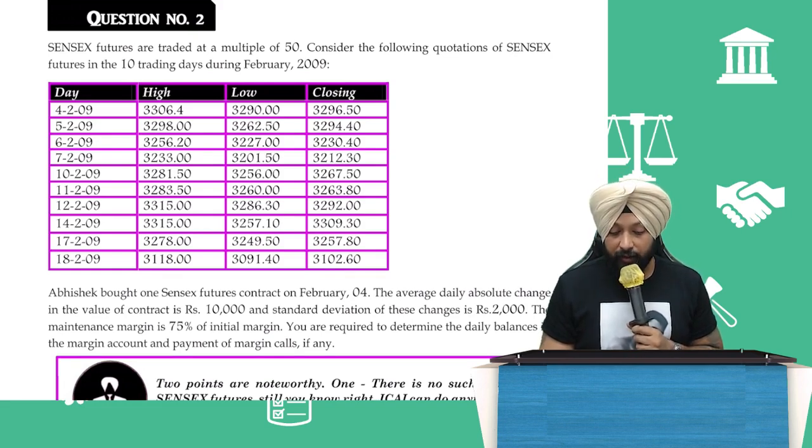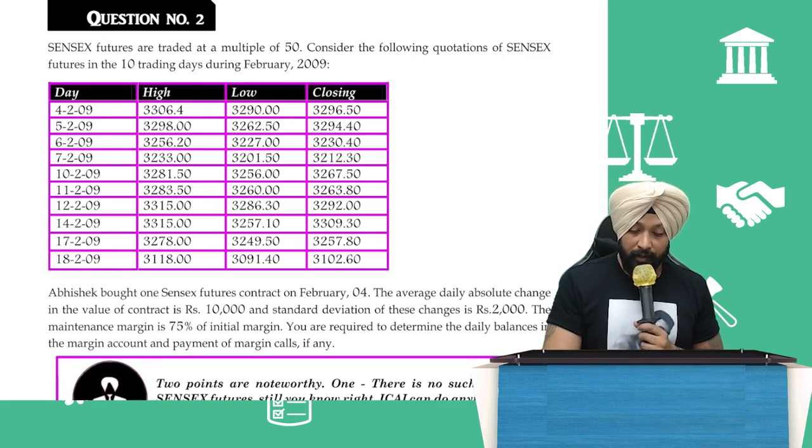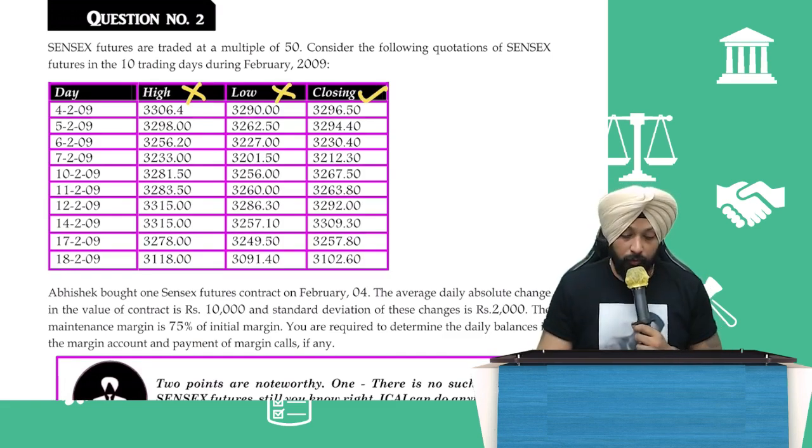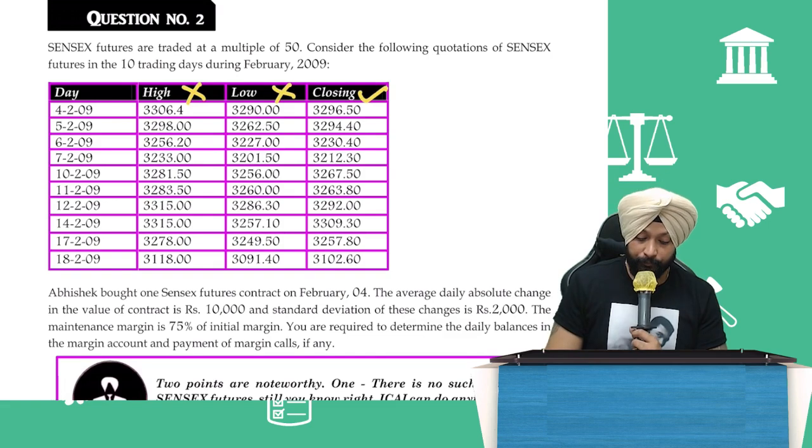Sensex futures are traded at a multiple of 50. Consider the following quotations of Sensex futures in the 10 trading days during February 2009. So for the next 10 days, the data of Sensex is given to you. From 4th onwards till 18th, they have given you the futures data, I mean the prices of Sensex futures, high and low values. High and low values are given, guys, but we know that M2M does not work on high and low. It works on closing basis, right? So every day's closing only I have to see.